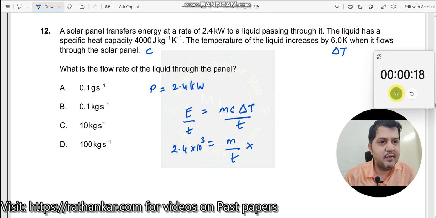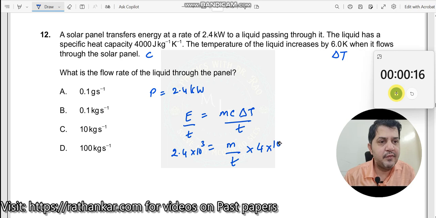Then C, what is C here? C is 4000, 4 into 10 cube, multiplied by delta T. Delta T is over here. Now look at the answers here. This is gram per second, kg per second and so on. This m by t is in kg per second. So this is what he called as flow rate.